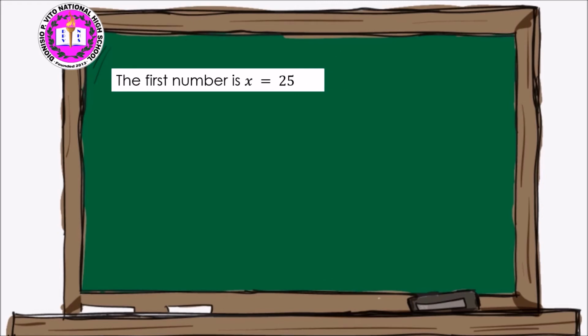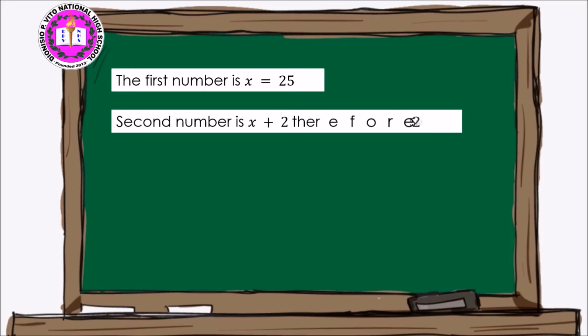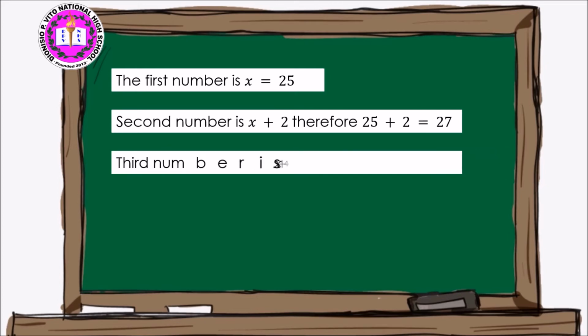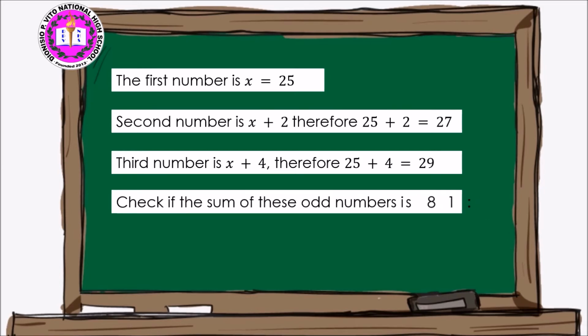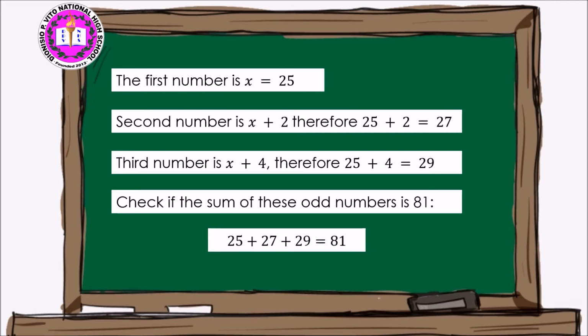So the first number is x, which is equal to 25. The second number is x plus 2. Therefore, 25 plus 2 is equal to 27. Third number is x plus 4. Therefore, 25 plus 4 is equal to 29. Check if the sum of these odd numbers is 81. So we have 25 plus 27 plus 29 is equal to positive 81.